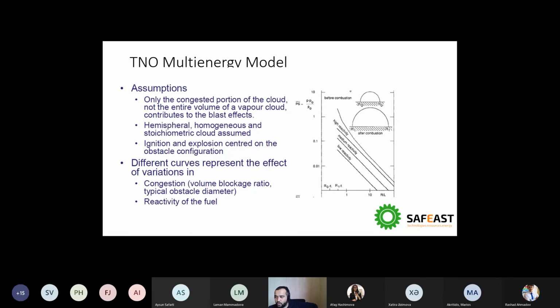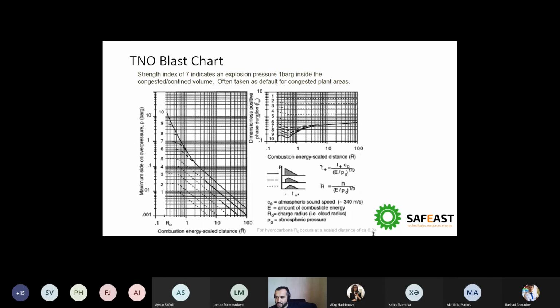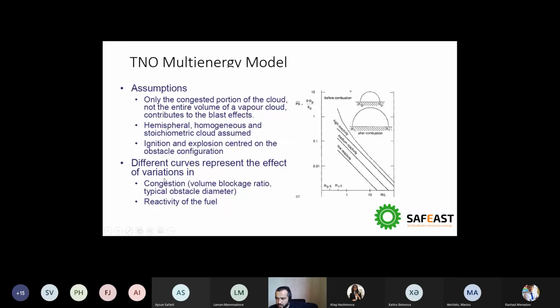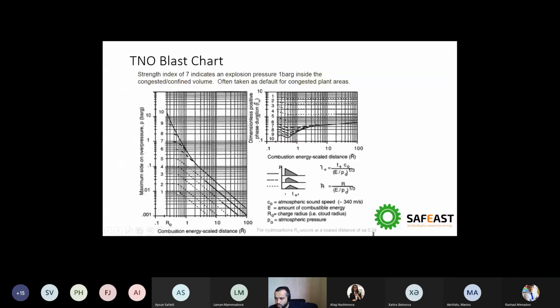The good thing with this model is that if you look at the charts, there are different charts for different congestion. You can see it goes from 1 to 10, and these are the strength index. Every index indicates a different strength. For example, 7 indicates an explosion pressure of 1 bar G inside the congested combined volume. So this is the curve.